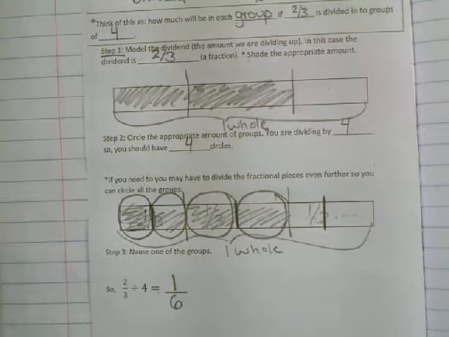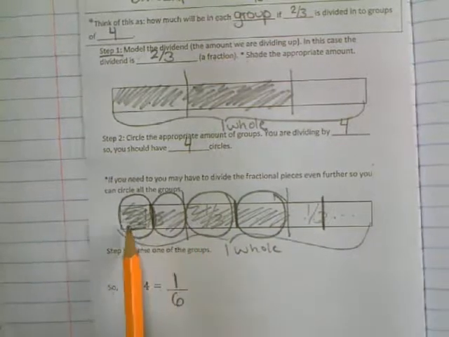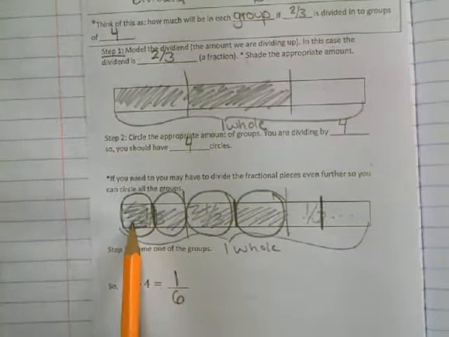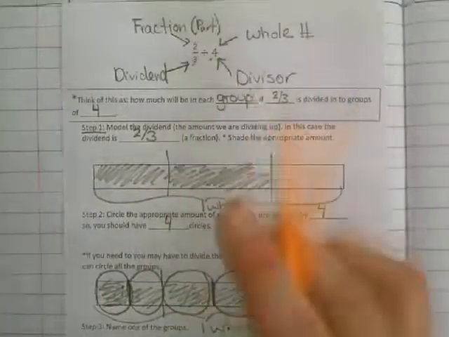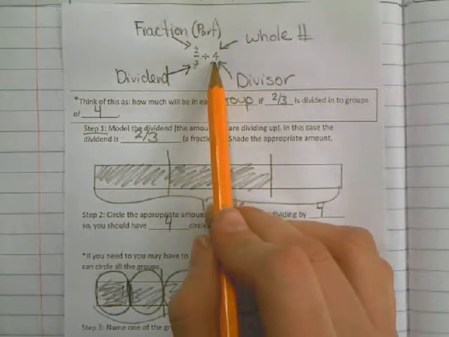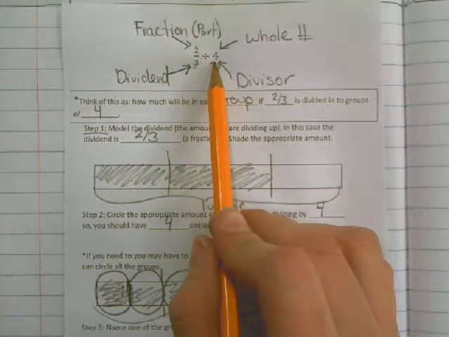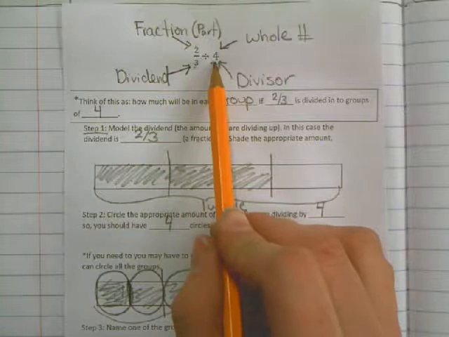No, 4/6 was the amount that we divided into groups. So one group would be 1/6. So remember, if I scoot this down a little, we divided by 4. So we want to know what's in each of those 4 groups. If you take 4/6 and divide it into 4 groups, you have 1/6 in each group. Does that make sense?